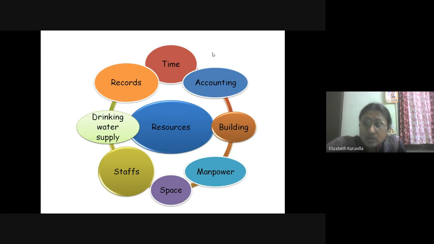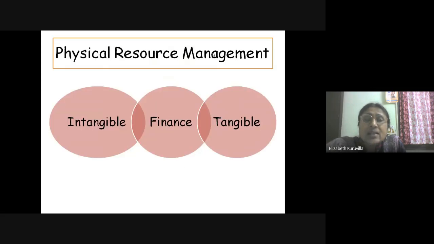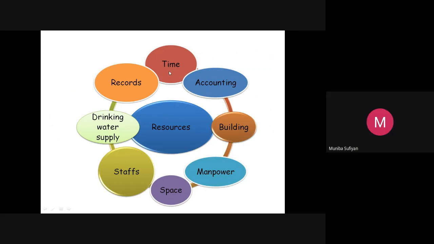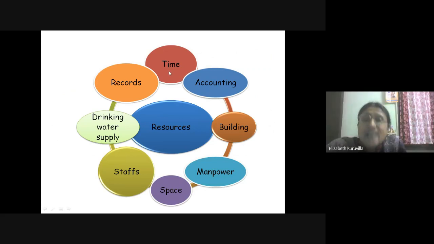Among these resources, we can see that the resources can be classified into three: intangible, finance, tangible. Now, my question is, time comes under which type of resource? Intangible. Correct answer. Who said it? Muniba? Yes, ma'am. Okay, now your mic is okay. Good. Then accounting. What type of resource? Finance. Only Muniba is answering.